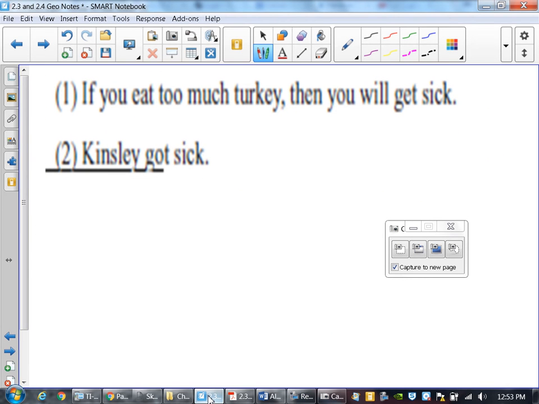If you eat too much turkey, then you will get sick. Kinsley got sick. Ate too much turkey. That's it. That's detachment. See how it's choppy? There isn't an extra piece to it.